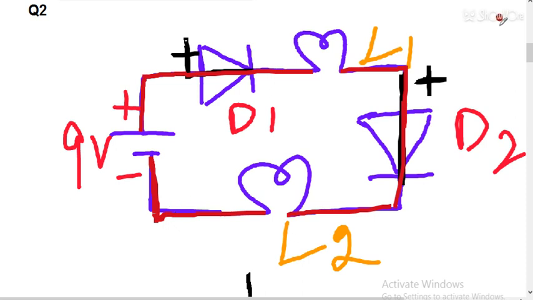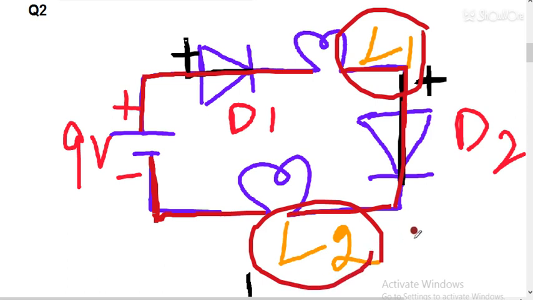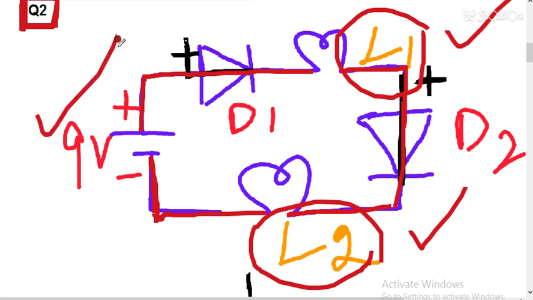In this case two lights are there, light L1 and light L2. So both the lights will glow. L1 will glow, L2 will also glow. I hope question number 2 is now clear to you. If you have any doubt in question number 2, then you can ask me personally also.